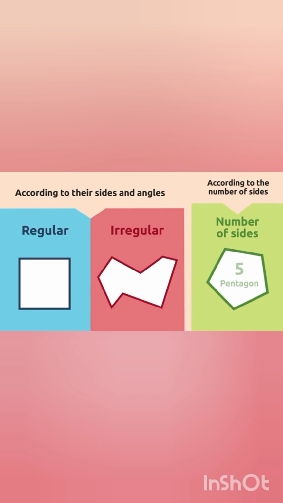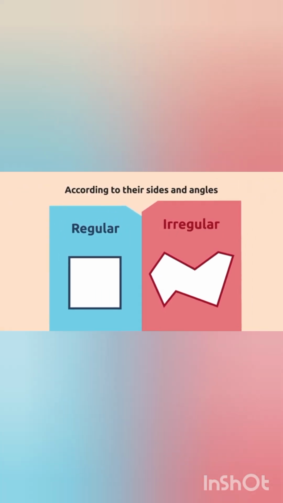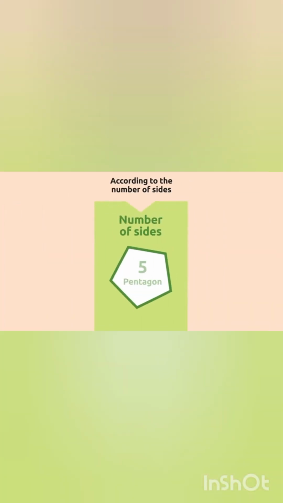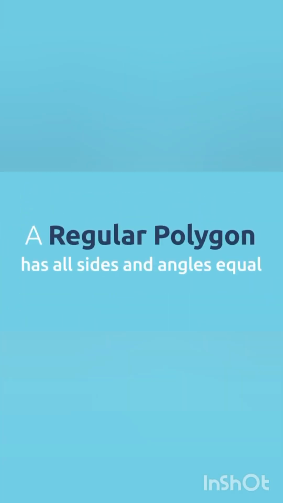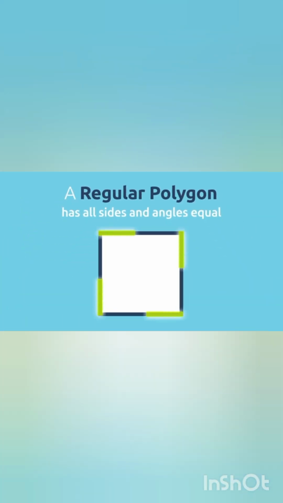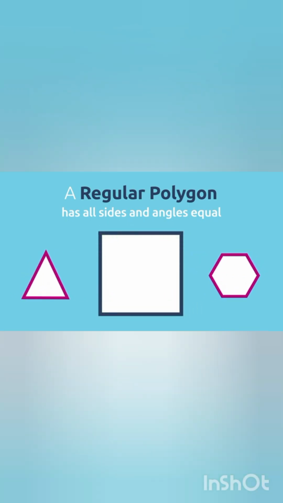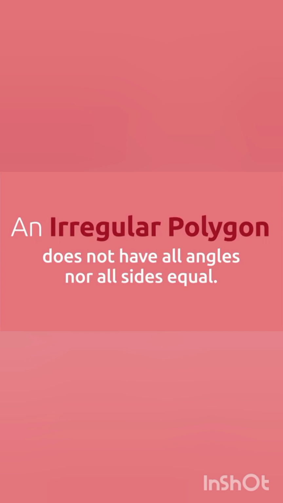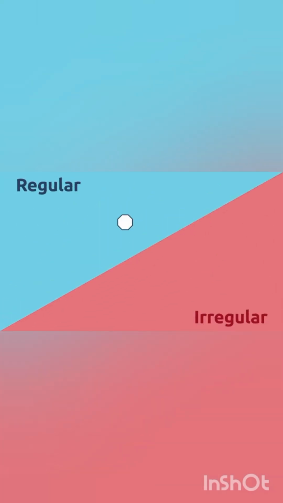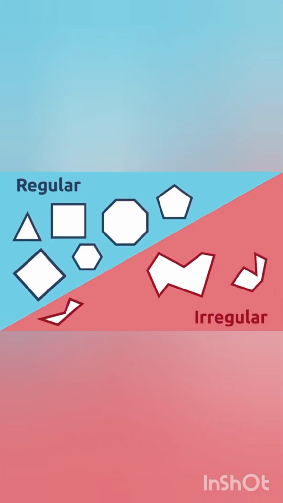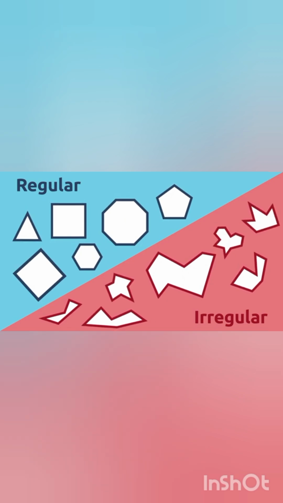And the polygons are again classified into regular and irregular polygons. For example, here you can see a regular polygon. A regular polygon has all sides and angles equal. This is an example of a regular polygon. But an irregular polygon does not have all angles and all sides equal. In irregular polygons, the lengths of the sides are different and the angles are also different.